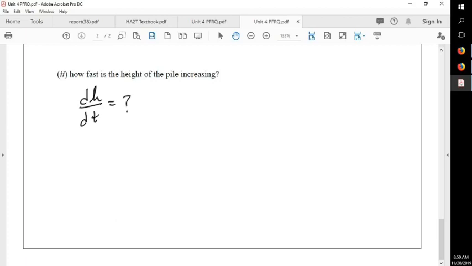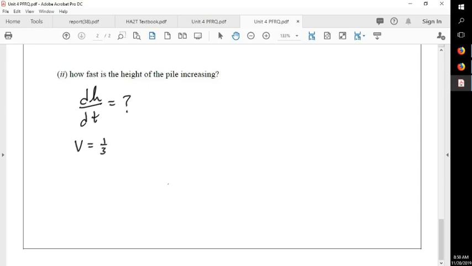Okay? Oh, dH/dt. Now, do we have an equation that relates h to all the other rates that we know? The volume one, right? The volume of our conical pile. What is that equation? It is V equals 1/3. Can you guys double check it for me?